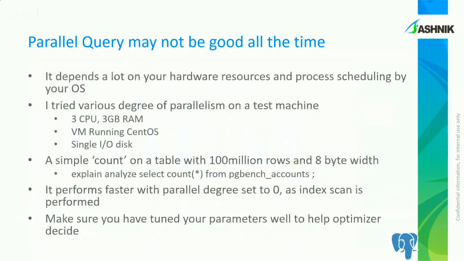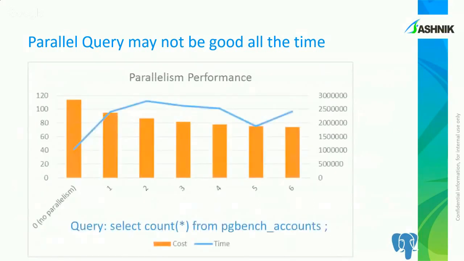So while you can force, by tweaking your cost parameters or by forcing the optimizer, to execute a query in parallel, it may not be useful all the time. A parallel query may not be good all the time. It depends a lot on your hardware. For my specific use case, I was running on a 3 CPU and 3 GB RAM virtual machine, which was running CentOS. I had a single disk, which was also a virtual disk. So I had scarcity of hardware resources, and that is why you can see that there is no benefit of parallelism.